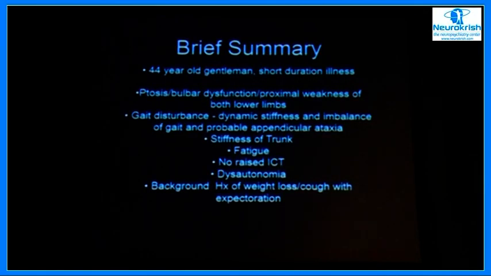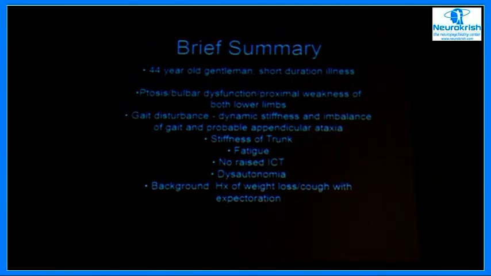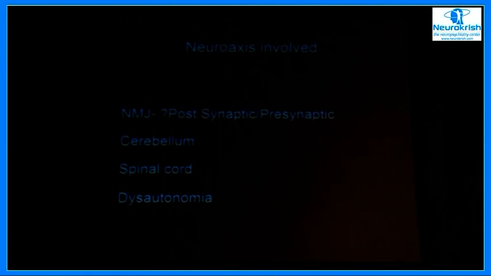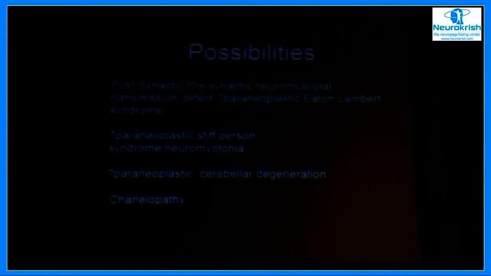The next one is actually a 44-year-old gentleman, with a short duration illness with ptosis, bulbar dysfunction, proximal weakness of both lower limbs, with gait disturbance, with dynamic stiffness and imbalance of gait, and probable appendicular ataxia with stiffness of trunk, fatigue, no raised ICT, dysautonomia, with a background history of weight loss, cough with expectoration. The neuraxis without postsynaptic or presynaptic, cerebellum, spinal cord, and dysautonomia. So the possibilities considered were Eaton-Lambert syndrome, stiff person syndrome, and a cerebellar channelopathy.